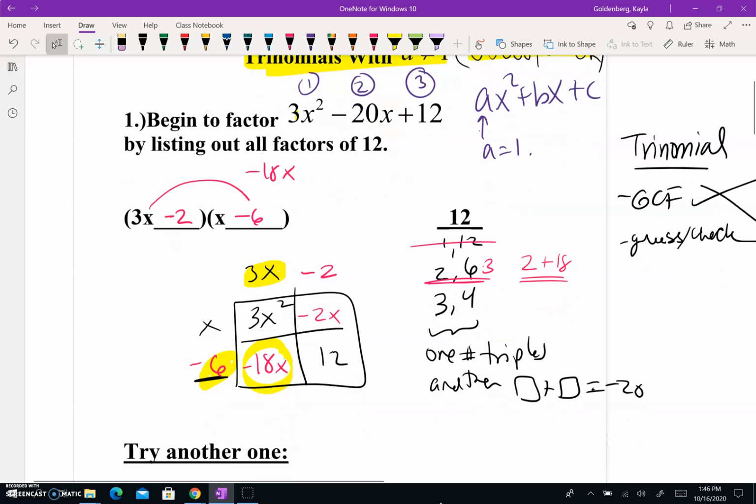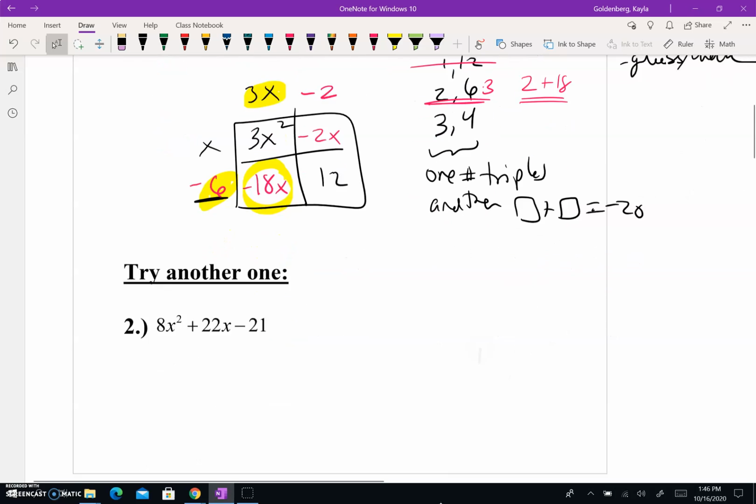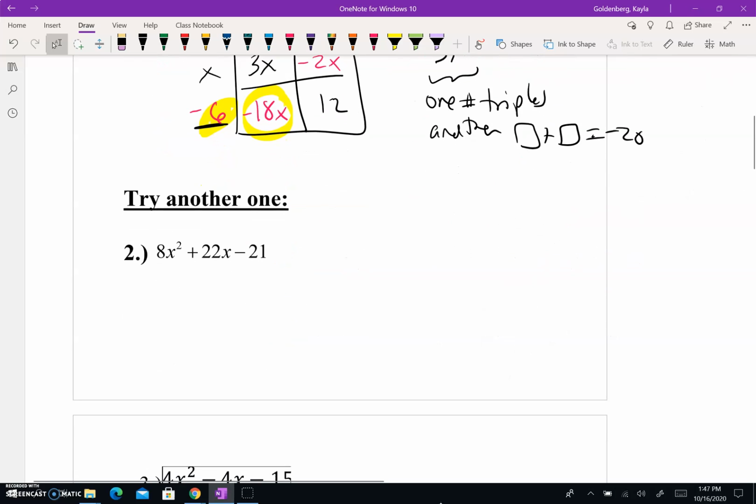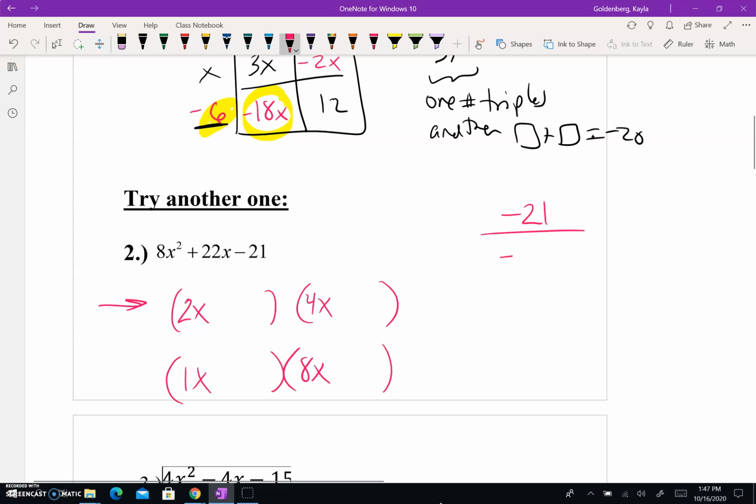We kind of have to play around and think about what the right combination is. So this one, I'm seeing 8x squared. That means I could have a couple of different things. I might have 2x and 4x, right? 2 times 4 is 8. I might have 1x and 8x. This one is generally more likely. It's not as typical to have 1 and 8, but it's possible. We know we need to have a negative 21, and that doesn't have too many factors, which is nice. So I'm just listing a couple that I can think of.